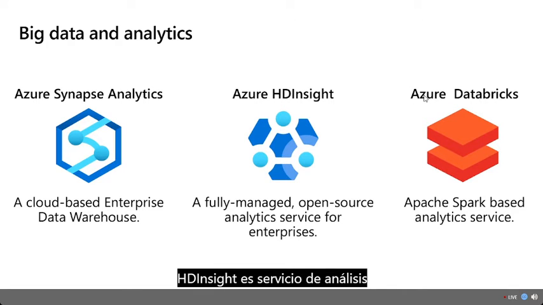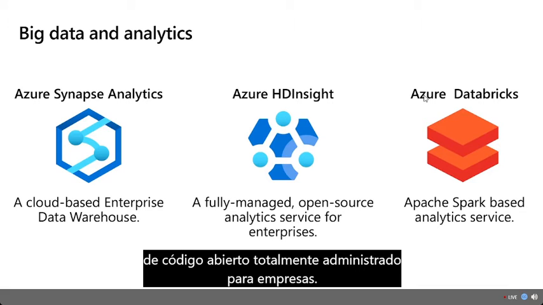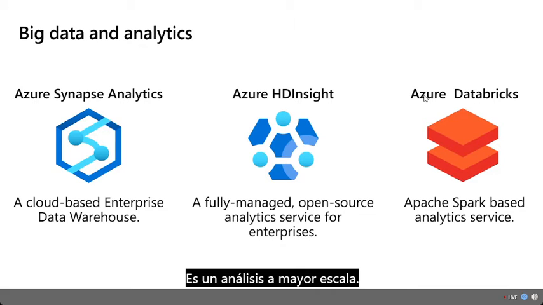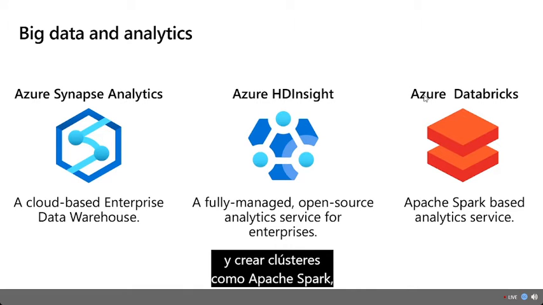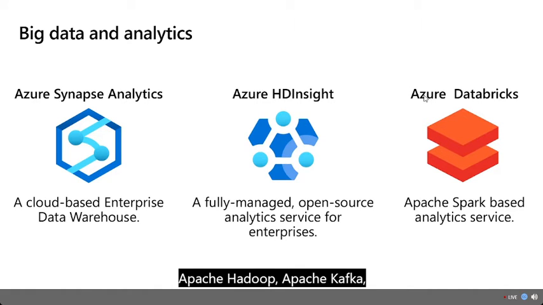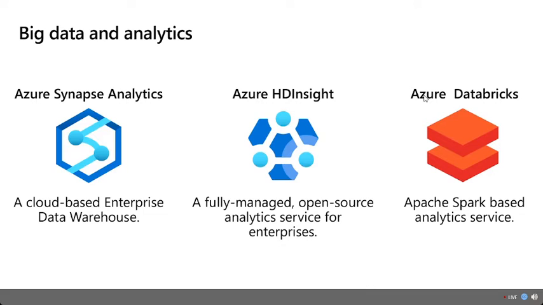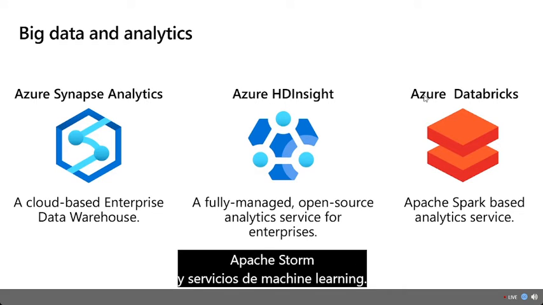HD Insight is a fully managed open source analytics service for enterprises. It's analytics at large scale. It is a cloud service that makes it easier, faster, and more cost-effective to process massive amounts of data. HD Insight allows you to run popular open source frameworks and create clusters such as Apache Spark, Apache Hadoop, Apache Kafka, Apache Storm, and machine learning services.